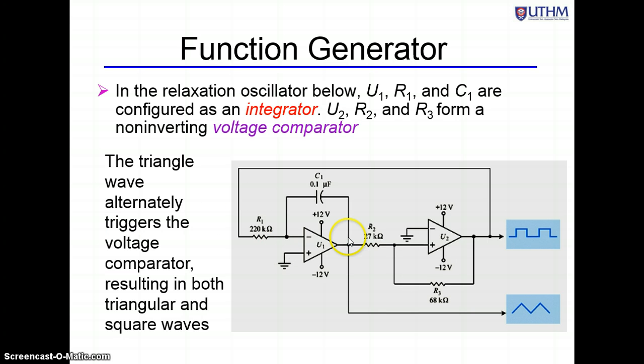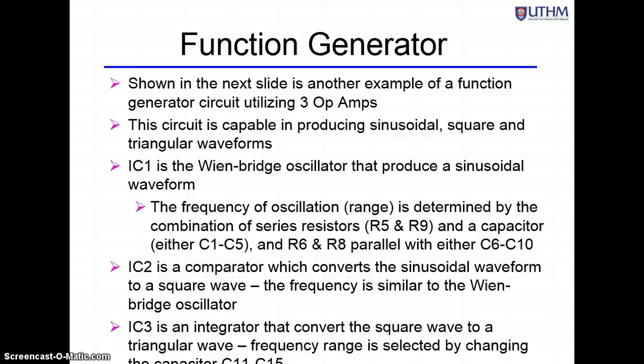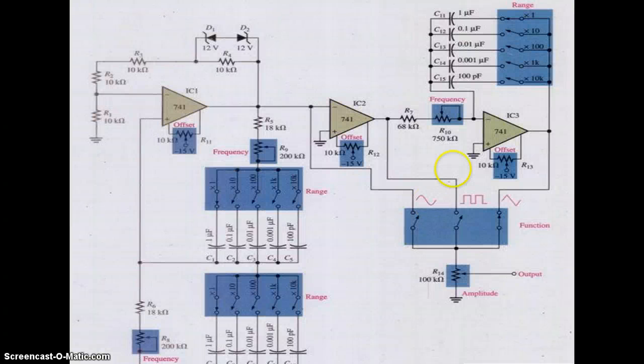So this is another circuit. And last is the function generator. This is a function generator where you can produce a sinusoidal, square and triangular waveform. The principle: this is your oscillator, which will produce a sine wave over here. So if you look, it is a sine wave. This sine wave is connected to a comparator, so right here will be a square wave.